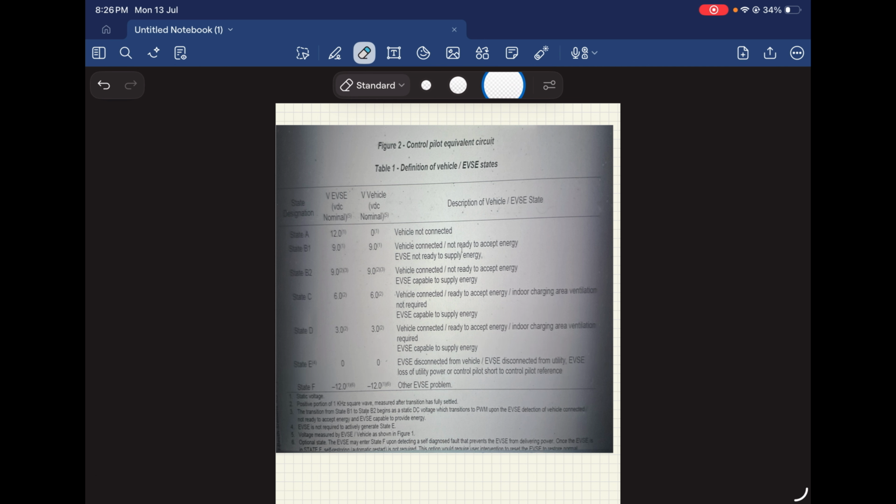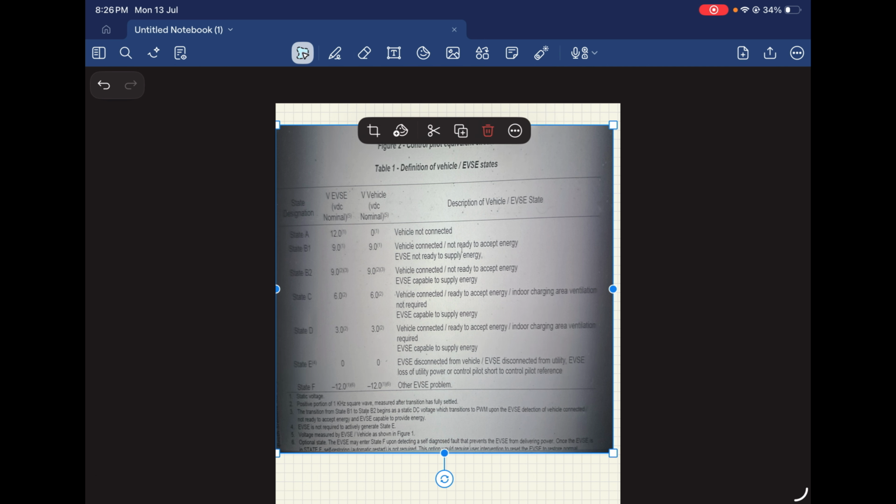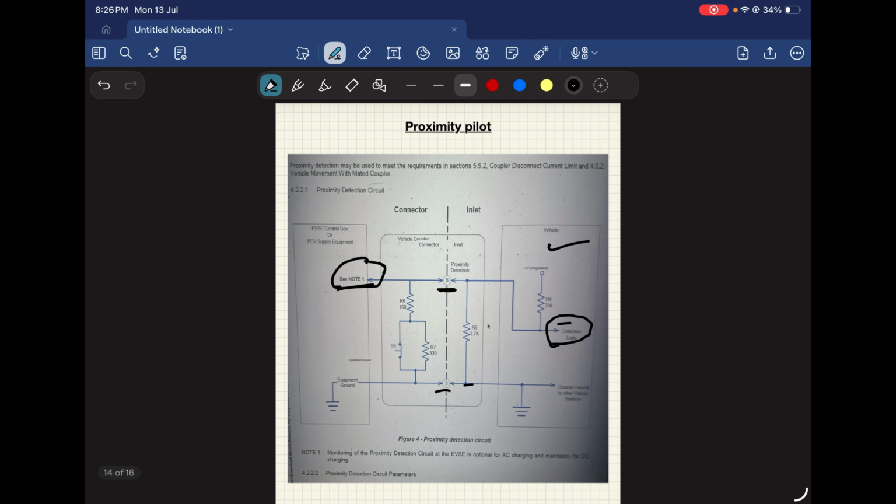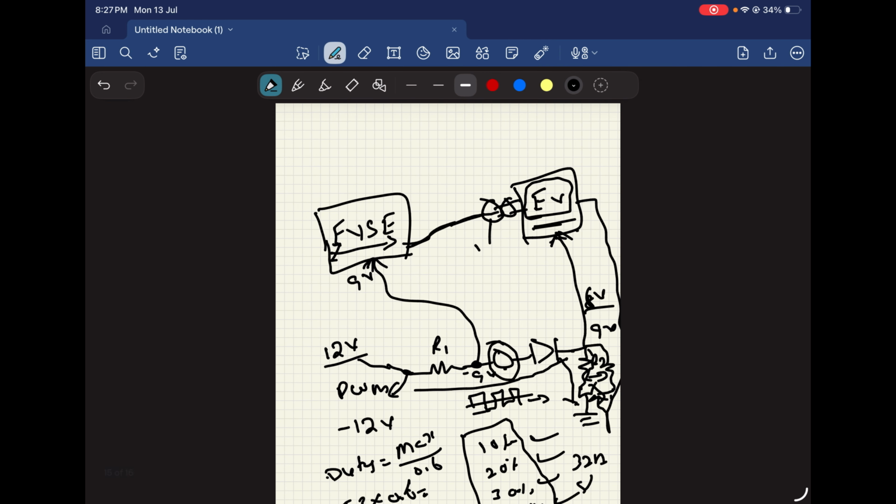So this is all the state A to state F communication. Okay, now we'll go to the next. Here, normally, this is the PWM, the pilot wire communication, which is happening. Normally pilot wire communication is used for normal AC charging stations, and it is okay.